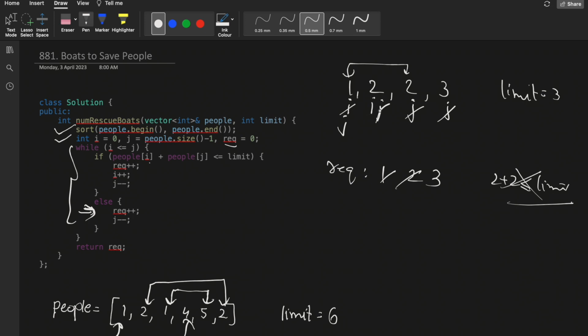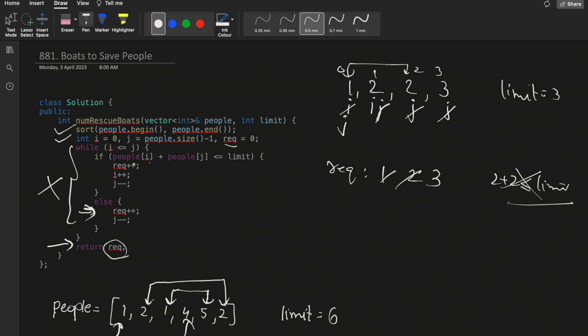Now here i is greater than j, as you can see i is at index 1, whereas j is at index 0. So i is greater than j, so this loop will end and we will simply return the required number of boats. Got it? So yeah, this was a dry run for this solution.